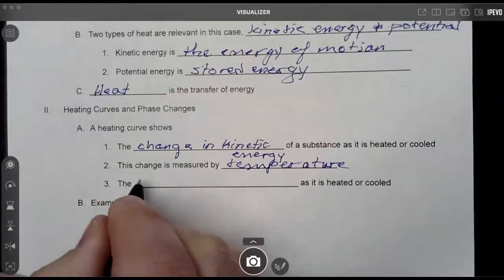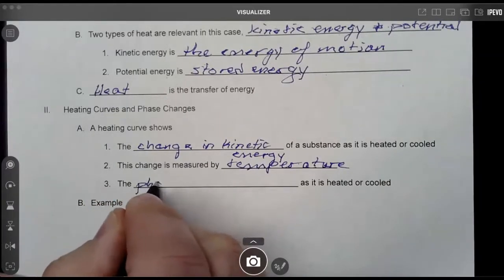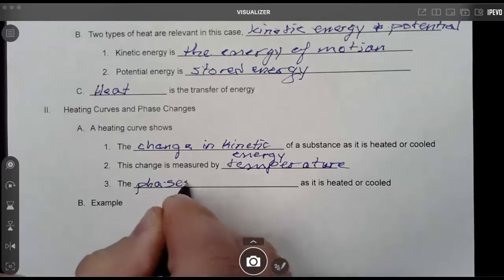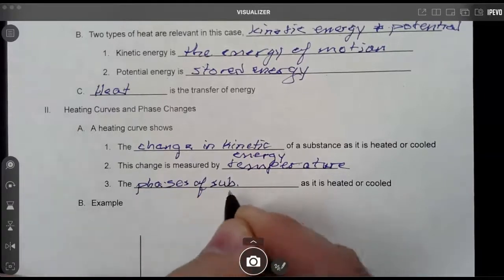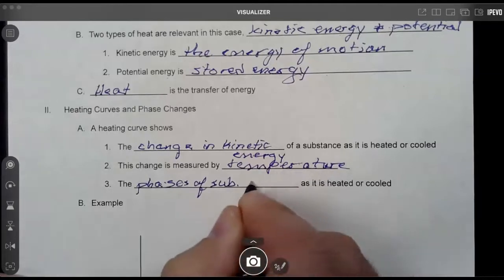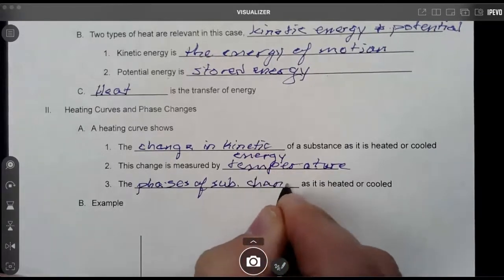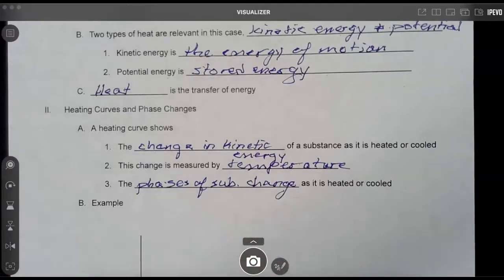What happens is the phases of a substance change as it is heated or cooled. So, like in the case of boiling water, we heat it up, and the liquid particles move from one type of motion to another type of motion. They're very close together and they're moving at, let's say, an average speed. But as we heat it up, that speed increases until the molecules get so much energy they can break apart from one another.